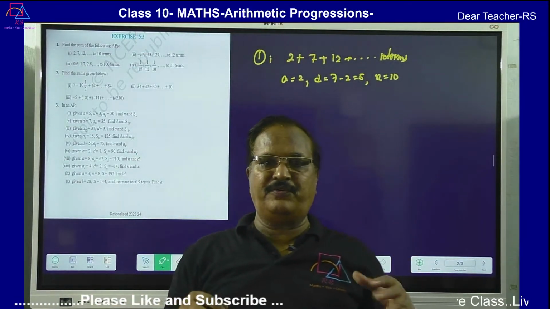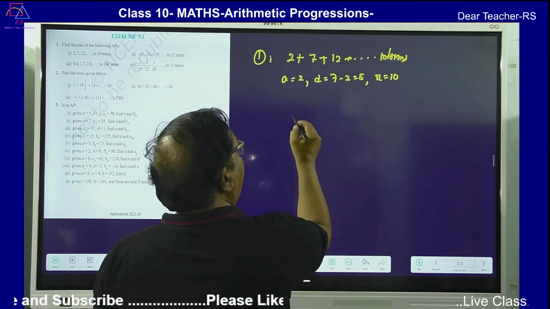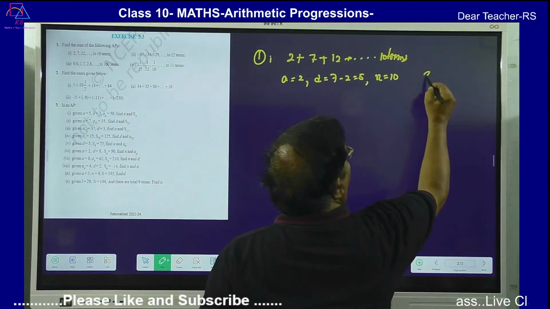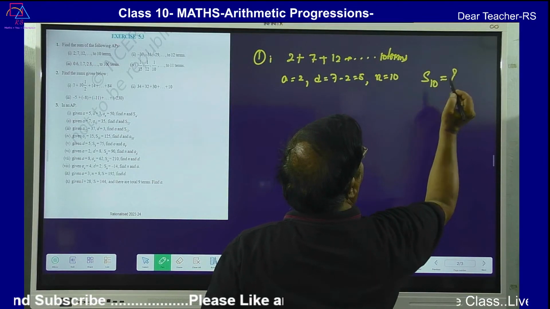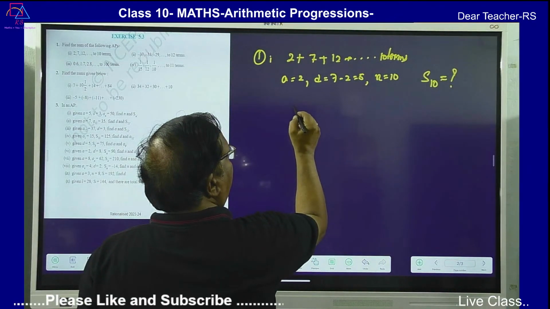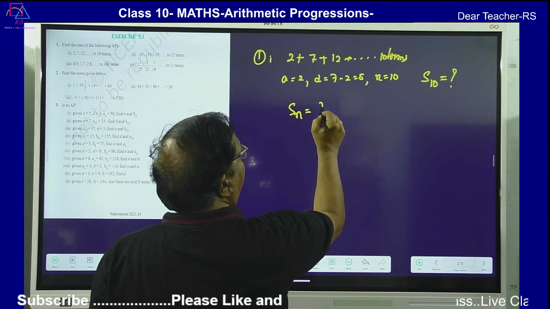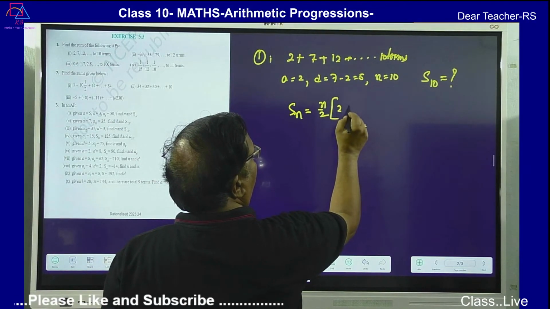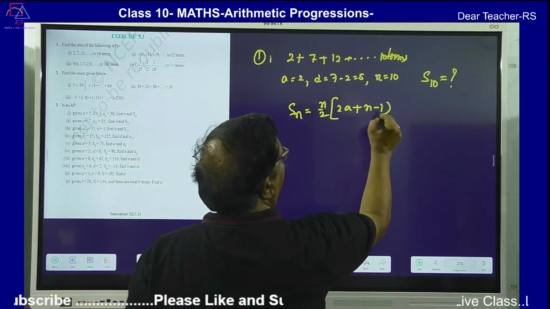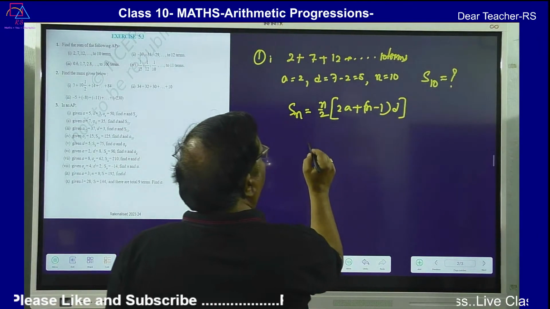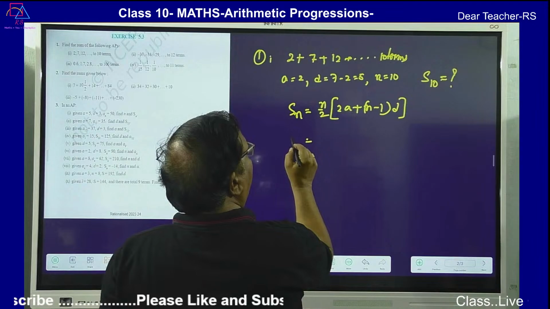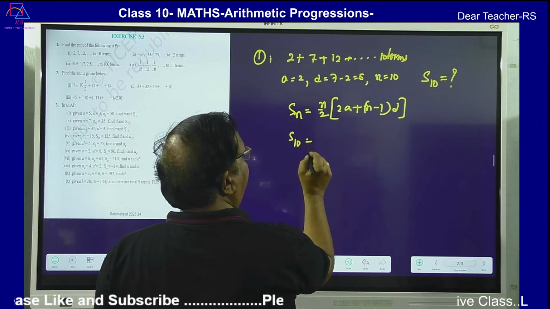10 terms you have to add. So that means the sum of 10 terms you have to find out. So now the Sn formula: Sn is equal to n upon 2 into 2a plus n minus 1 into d. In the place of n I should write 10.